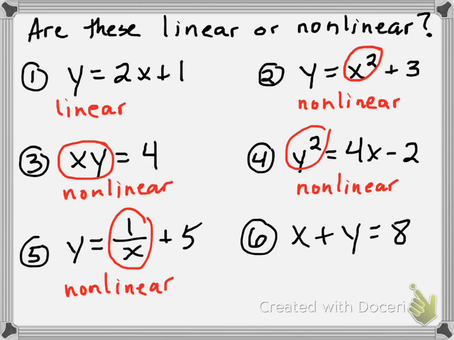Okay, now looking at number 6, I have x plus y equals 8. Well, I don't see anything that was on the list of things I can't have. The x has an exponent of 1. The y has an exponent of 1. They're not multiplied together. Now, it's not written in slope-intercept form like it was in number 1. But if it doesn't have any of the things I can't have, then that means I could. And you could see that I could move this x over here, and then I would have slope-intercept form. So, number 6 is also linear.